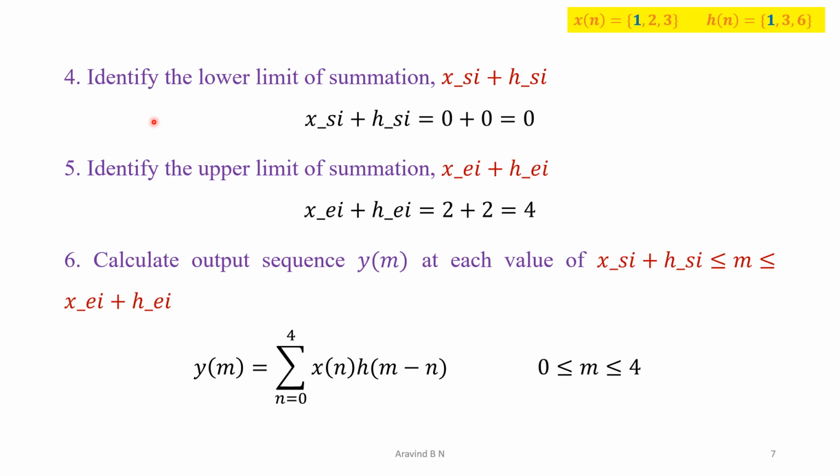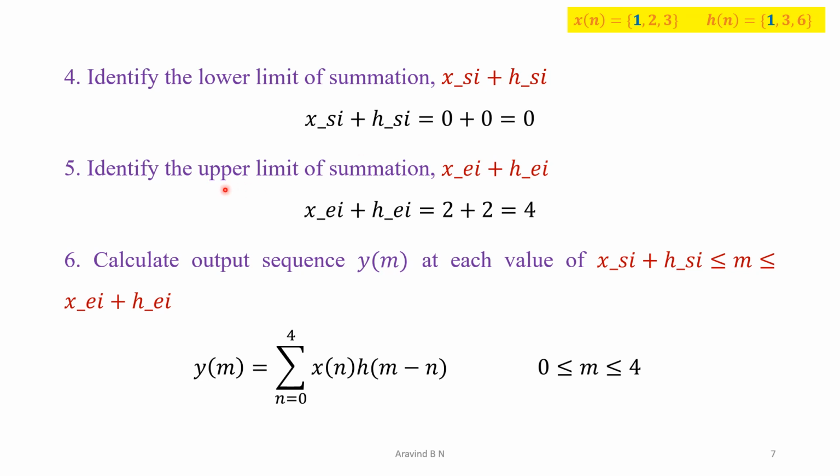Now, the next step, identify the lower limit of the summation. That means from where the summation has to start, that is the lower limit. So that is given by x underscore si plus h underscore si. Both of these two values are 0 that we identified previously. So those values are substituted, that will be equal to 0. Therefore, the summation has to start from 0.